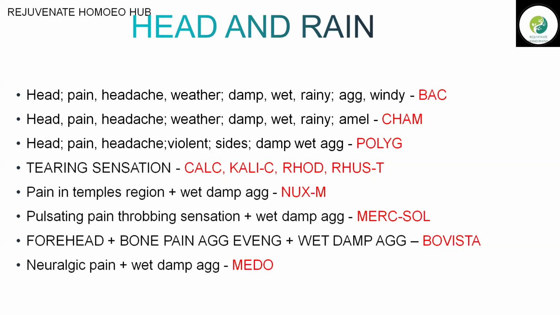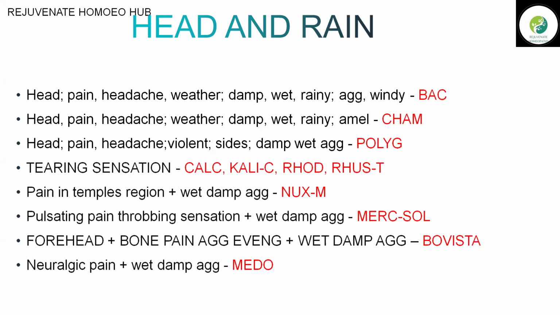Polygonum. If you open Clarke, there is a line written: rheumatism of whole body parts. That is polygonum. That is the key indication of polygonum. If due to this wet, damp weather the patient complains of a tearing sensation of the head, the remedies that come are Calcarea, Kali carb, Rhododendron, and Rhus tox. Right. Now, Kali carb, right?